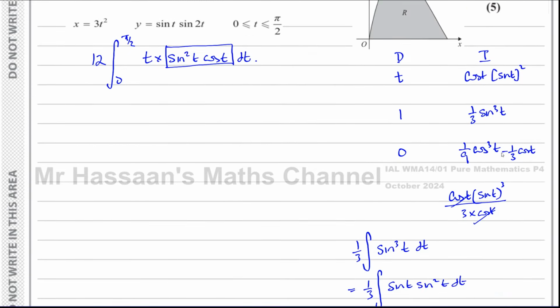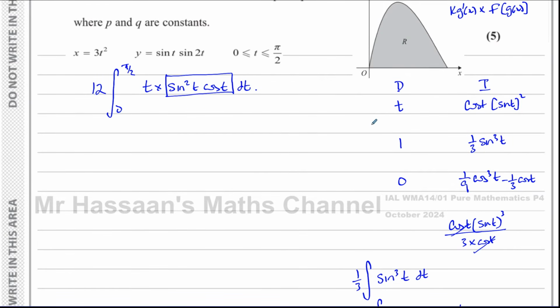Okay, now we can integrate using the DI method. So this is plus, minus, plus: this times this, minus that times that. So you have 12 times, now we have t times, so it's a third, t sine cubed t. Okay, minus, and now be careful here because it's minus all of this.